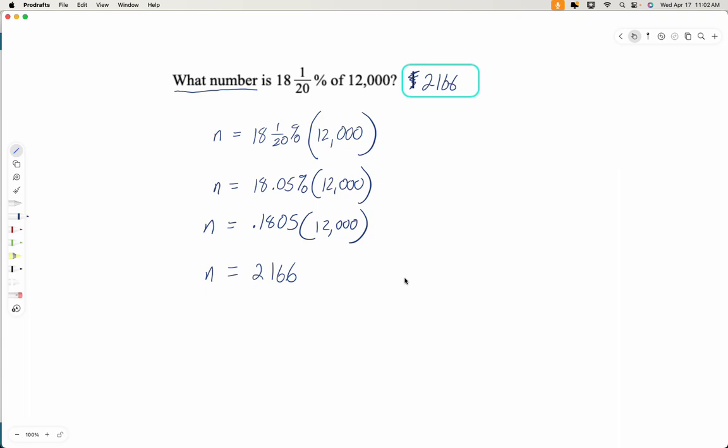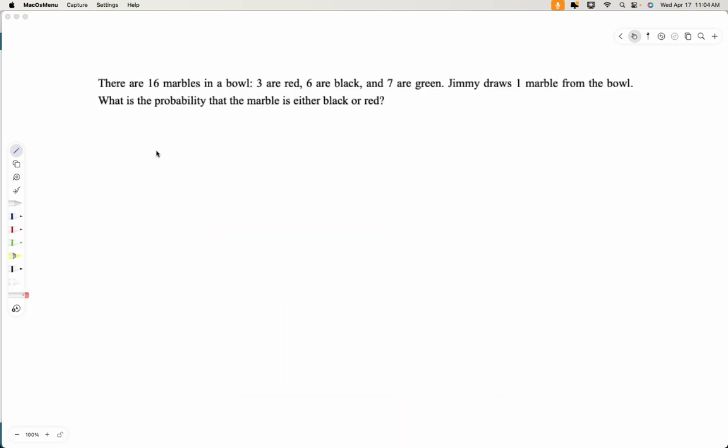Let's see. All right, this is from lesson 112. There are 16 marbles in a bowl. 3 are red, 6 are black, 7 are green. So we have 3 that are red, 6 that are black, and 7 that are green, for a total of 16.